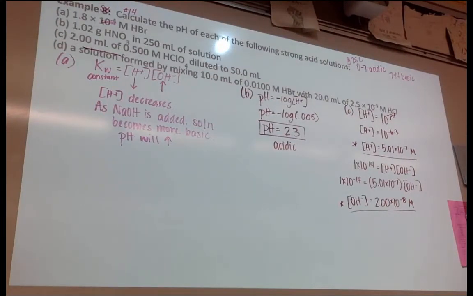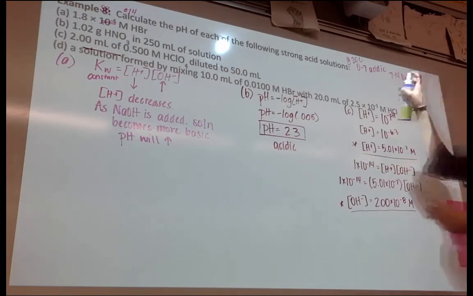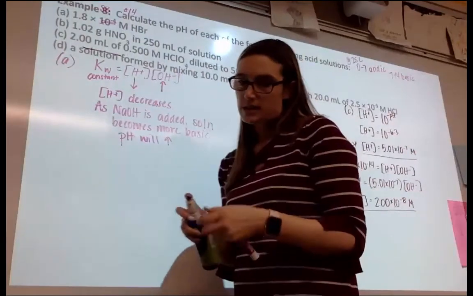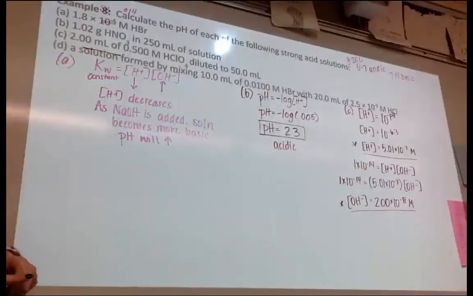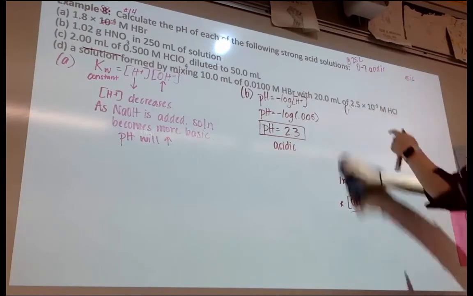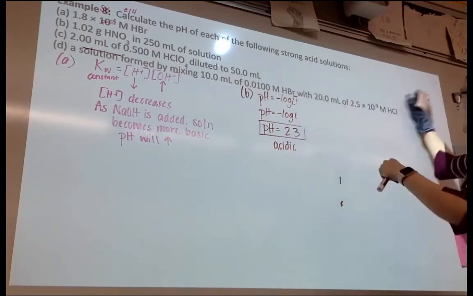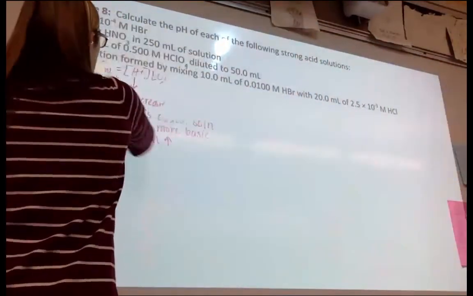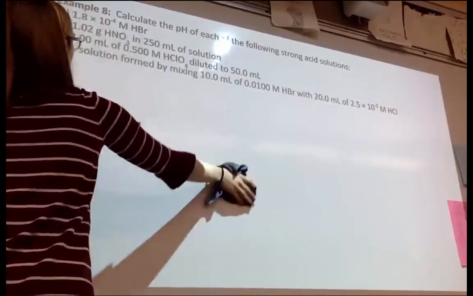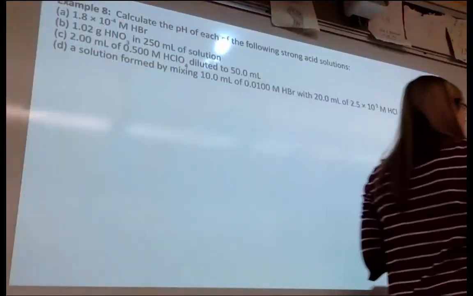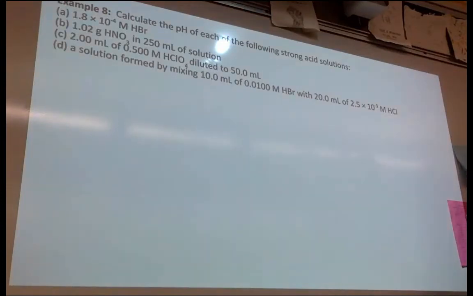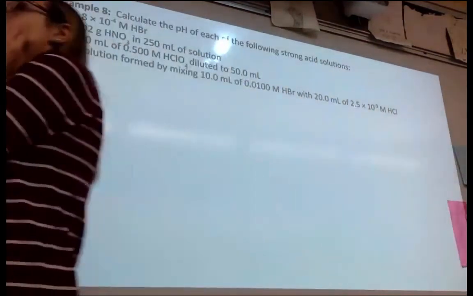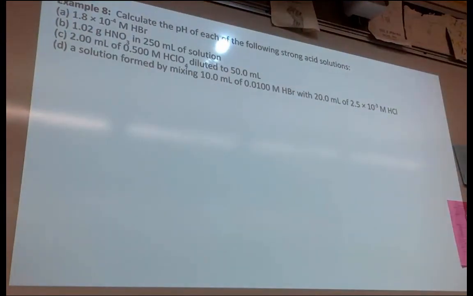So now example 8. Example 8 is having us look at strong acid solutions. So example 8 is like number 17 of mastering. So they're telling us in this, they're strong acid solutions. Strong acid solutions mean that they dissociate completely when put in water. Makes our calculations much, much easier. We're going to look at what happens if they're not in strong solutions tomorrow. So calculate the pH.